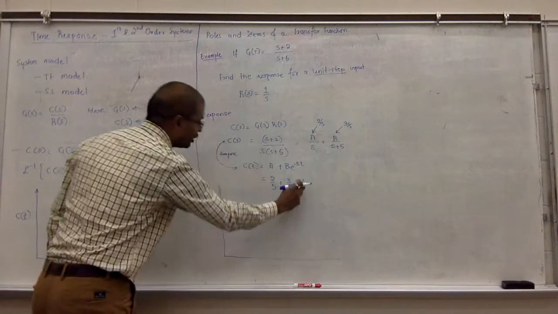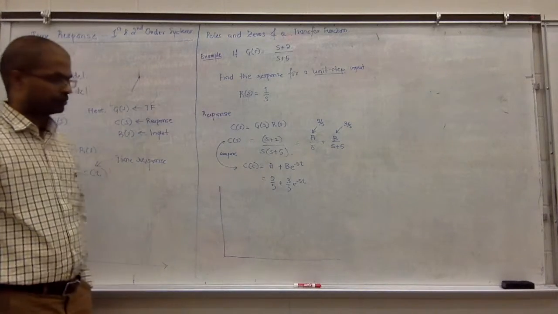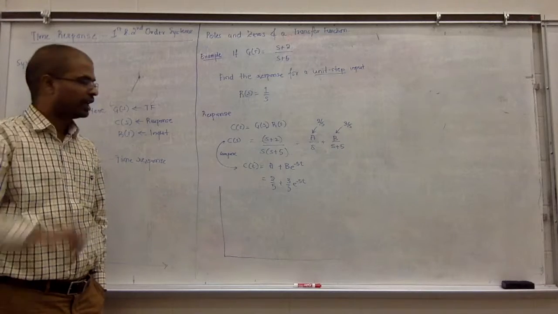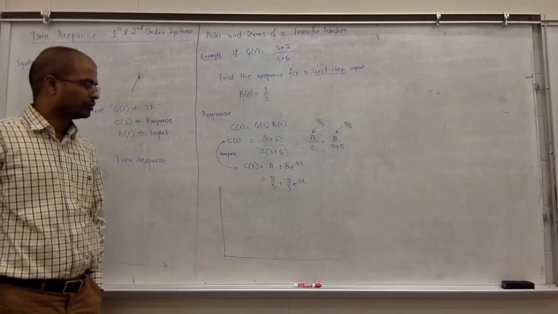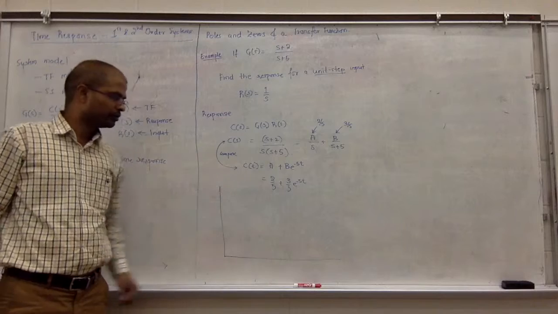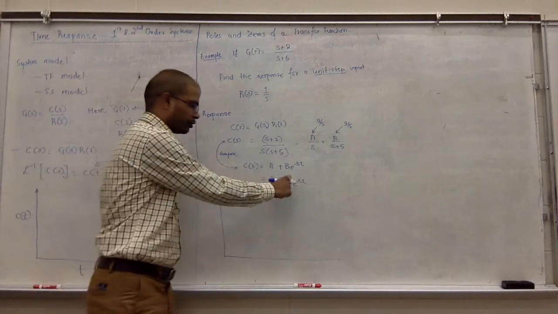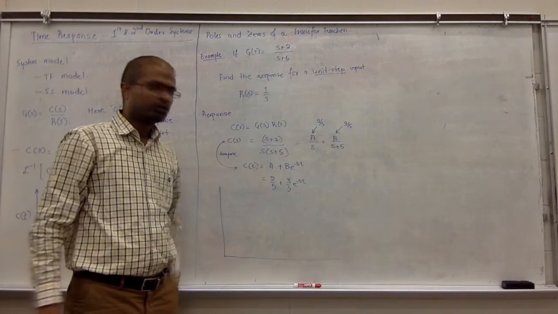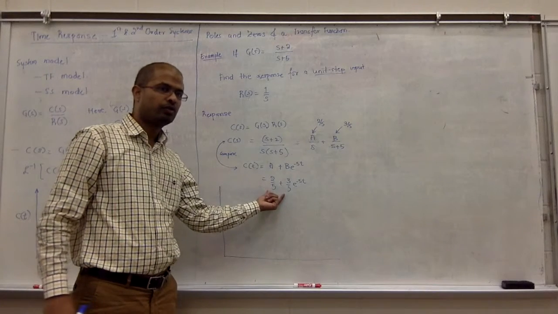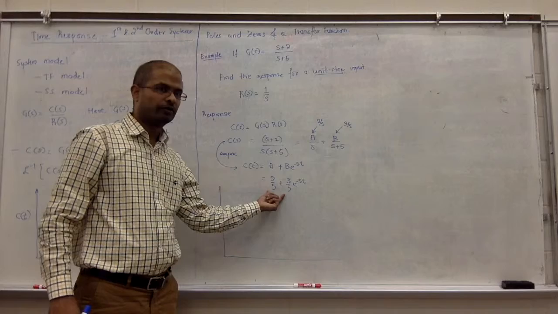What is the final value of this? As time approaches infinity, what is the value of this? It goes to zero. This term goes to 0, right? The second term goes to 0. But this term remains, so it just stays. It goes to 2 over 5.